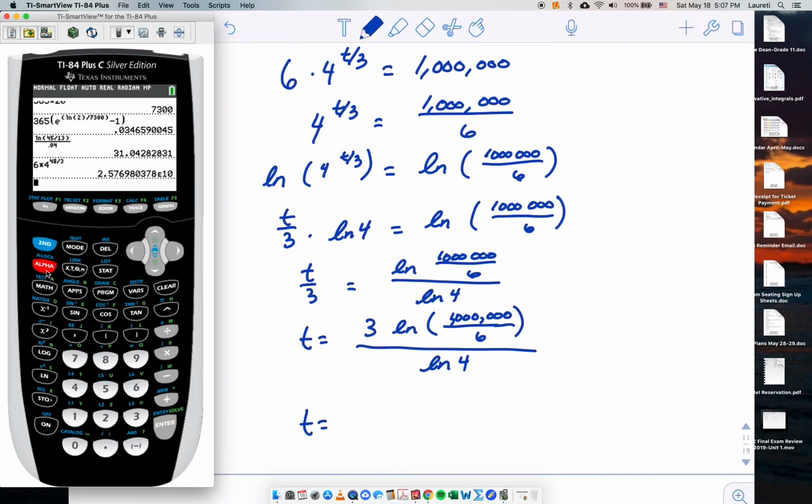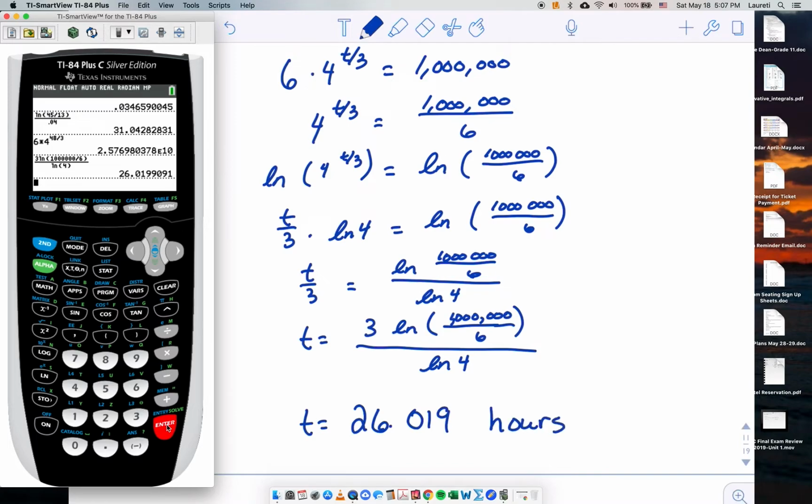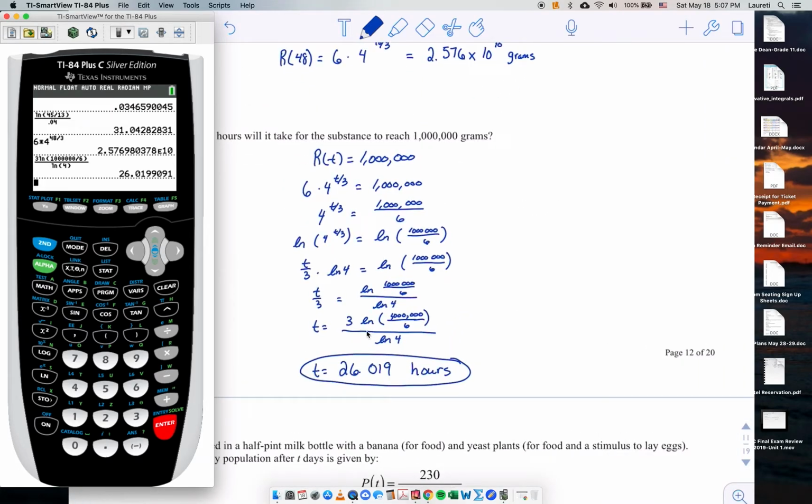Okay, so we're going to do 3 natural log of 1 million divided by 6, divided by the natural log of 4. And then hit enter. So I get 26.019 hours. Okay.